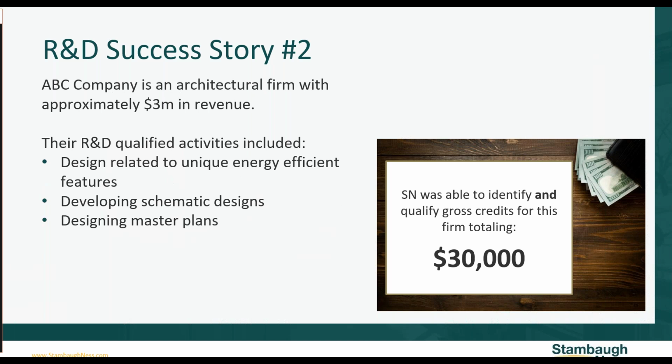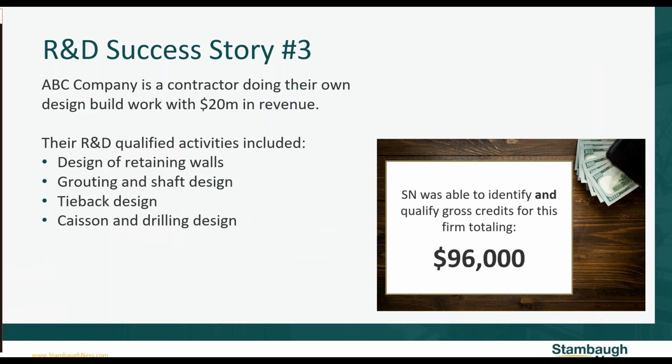Moving up, a little bit larger firm. This is actually a construction contractor who has their own designers and engineers on staff. They're doing about $20 million in revenue. As you can see, they do a lot of design of retaining walls. They do caisson and drilling design, and a number of different things. Their credit approached $100,000.